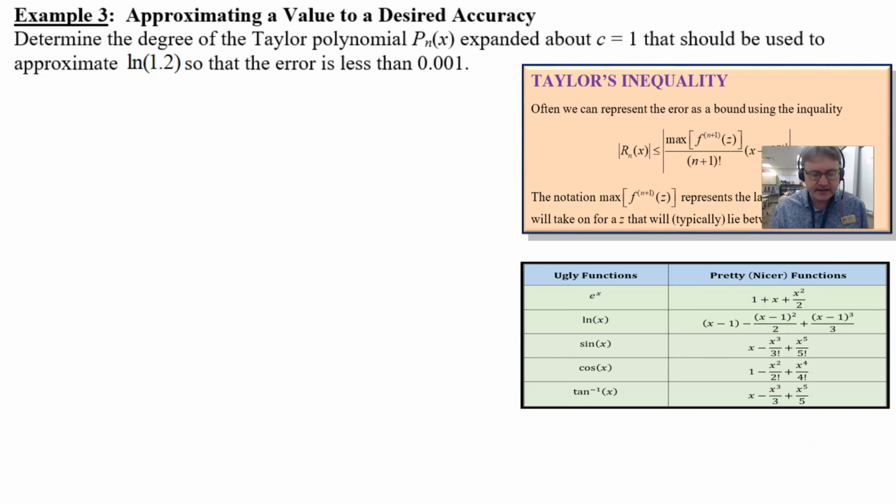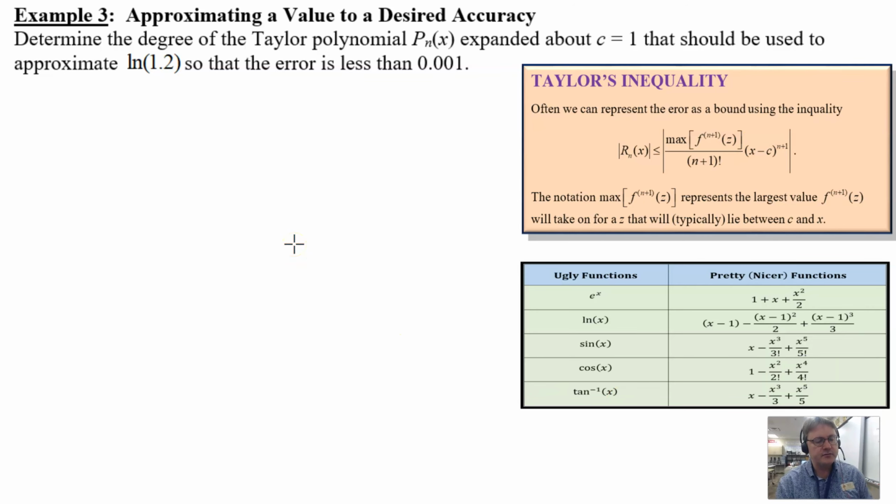Move my camera down here for the time being, and it says determine the degree of the Taylor polynomial Pn of x that's expanded about c equal 1 that should be used to approximate the natural log of 1.2 so that the error is less than 0.001. In a nutshell, we want to know how big does this polynomial have to be so that when we plug in our desired x, that's going to give us an approximation of natural log of 1.2, so that we're only 1,000th away from the actual answer of the natural log of 1.2.